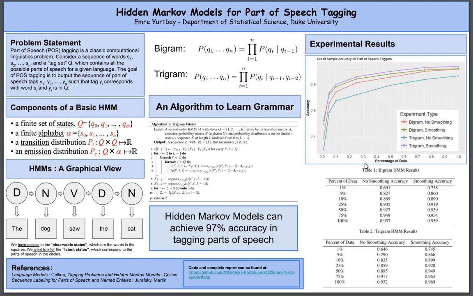Using the Viterbi algorithm, the hidden Markov models that we built here can achieve 97% accuracy in tagging parts of speech, which provides extremely accurate results. So now we've seen the setup. Let's talk about the experiments we conducted to test the efficacy of HMMs.